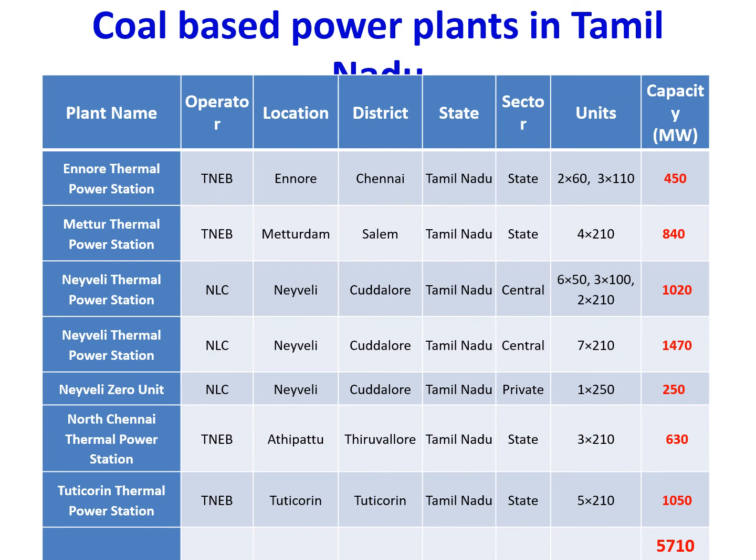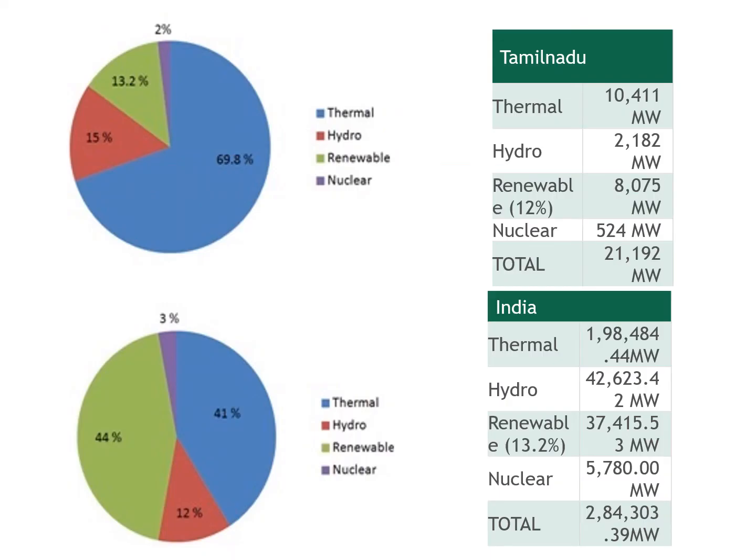In Tamil Nadu, at different locations we have thermal based power plants, hydroelectric power plants, and also a nuclear power plant. If you talk about the coal based power plants, we have Ennore, North Chennai thermal power plant, Mettur thermal power plant, Neyveli thermal power plant, and Tuticorin. These are the major power plants using coal as the fuel.